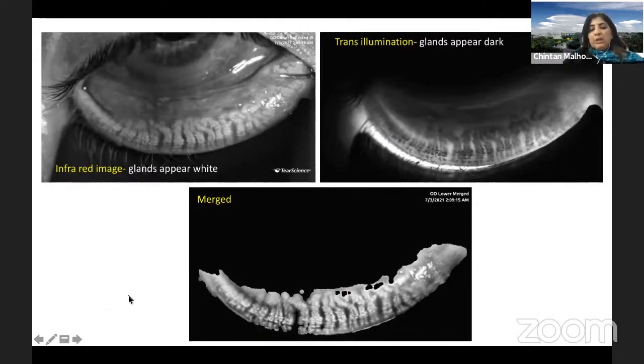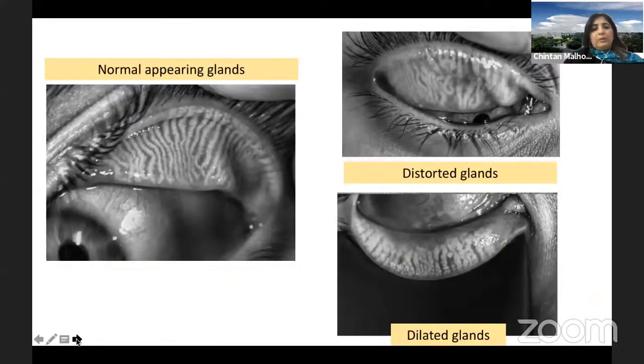On transillumination, the glands appear dark and the septae in between them appear white. And then you also have a merged image, which kind of gives us a 3D image. These are the normal appearing glands on the left side, where the glands run from the lid margin to the upper border of the tarsus. One may see some distorted glands as seen in the image on the left on top, and sometimes patients can have dilated glands when they have MGD, which is of the obstructive type.